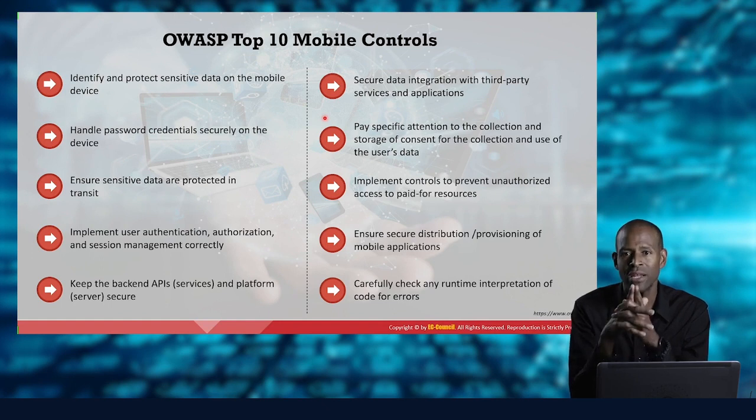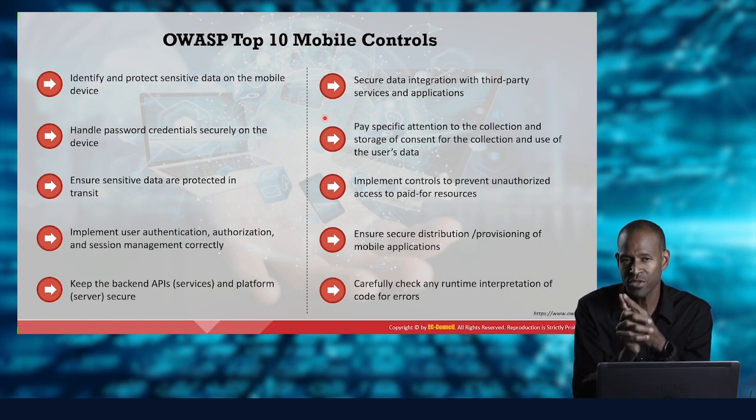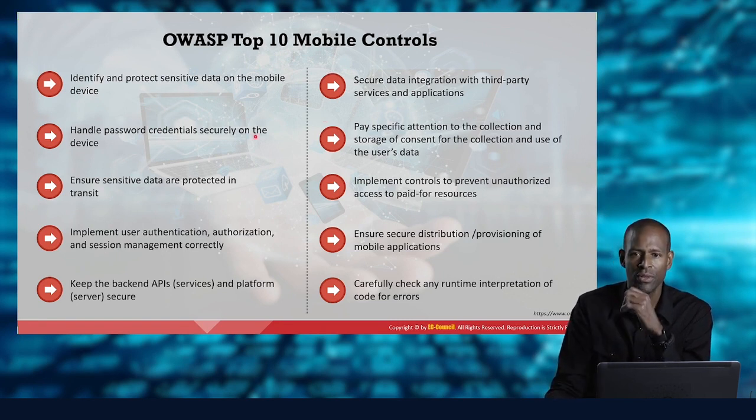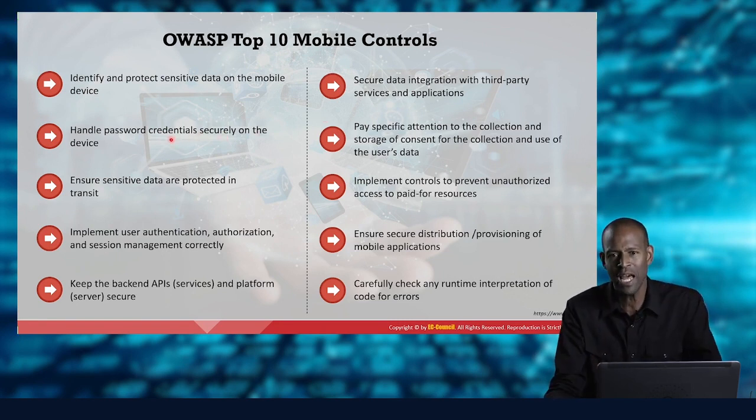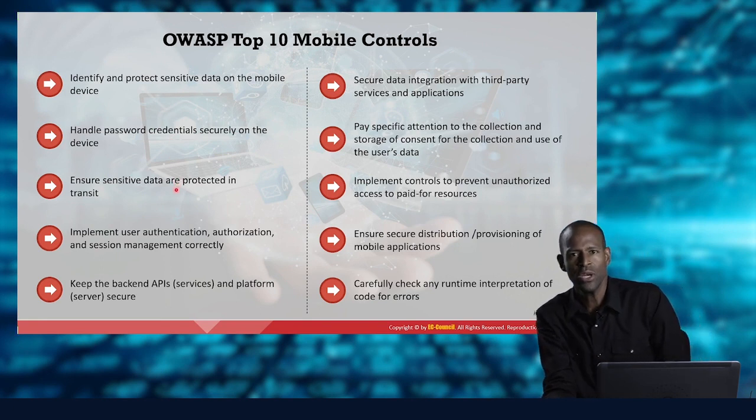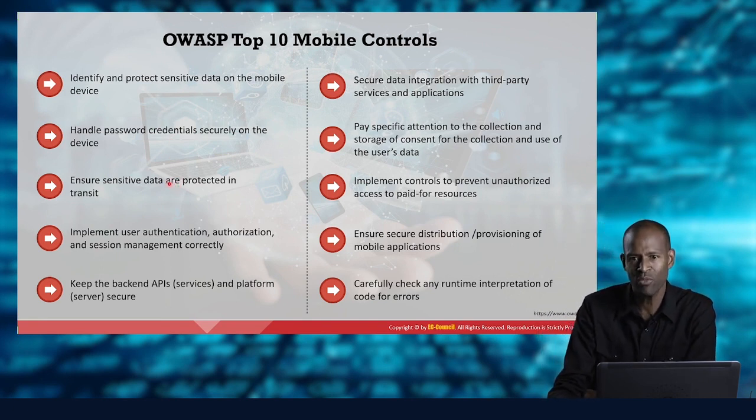So, identifying and protecting sensitive data on the mobile device is one of the first controls, right? We want to stop people from getting to that sensitive data. We want to stop people from getting, using controls over here, to password credentials. We want to stop people from getting to data in transit. Guess what we need to do?